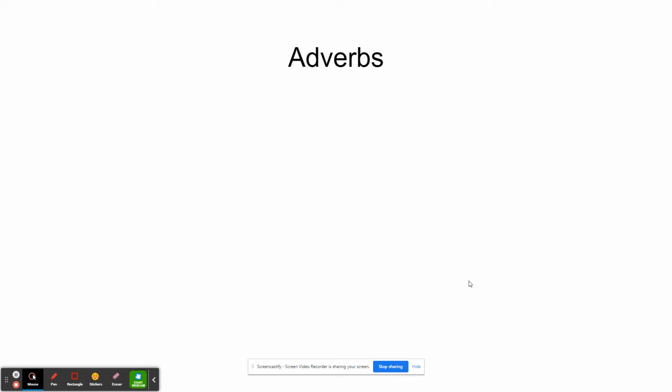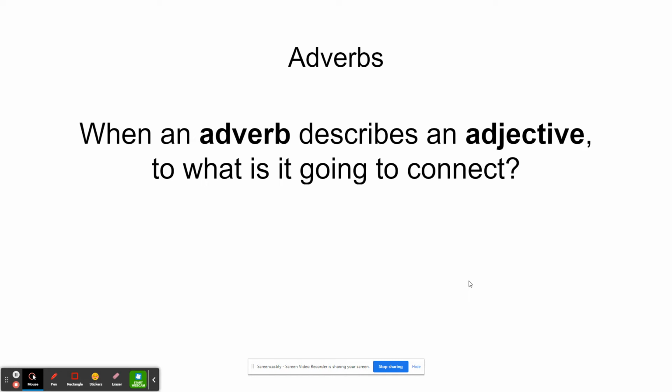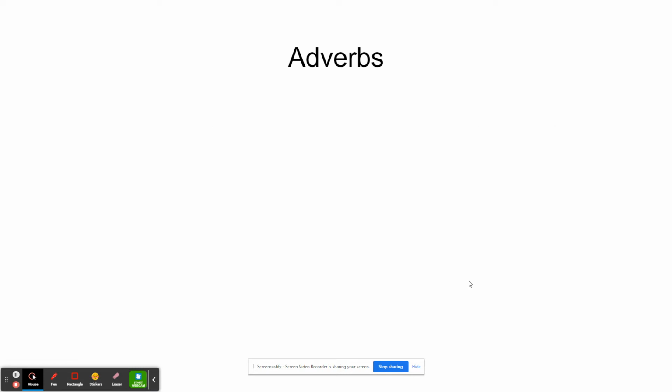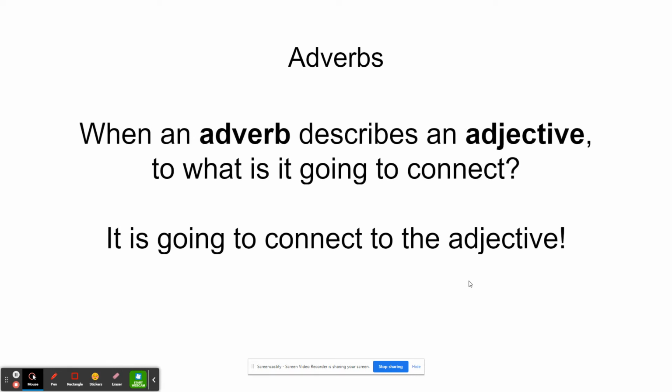So part B focuses on this question. When an adverb describes an adjective, to what is it going to connect? Let's think for a moment. An adverb that described a verb connected to the verb. An adverb that described another adverb connected to the adverb. So, any predictions? An adverb that describes an adjective is going to connect to? Did you say adjective? That would be correct. Bing, bing, bing, bing, bing. So, let's get started.